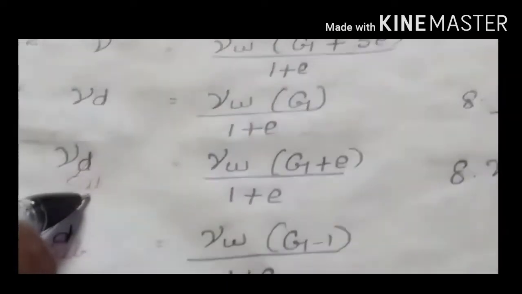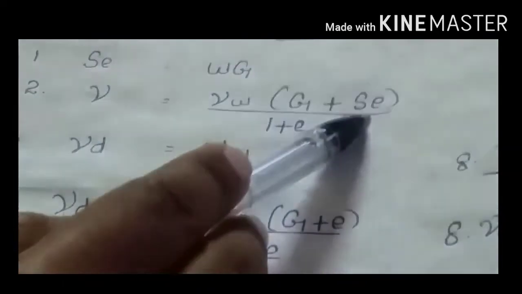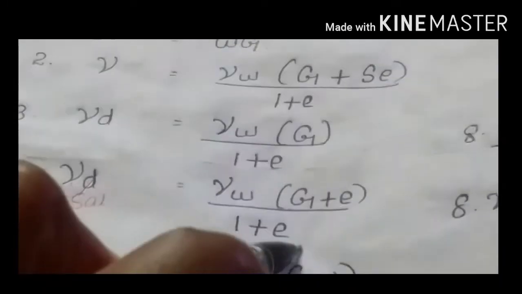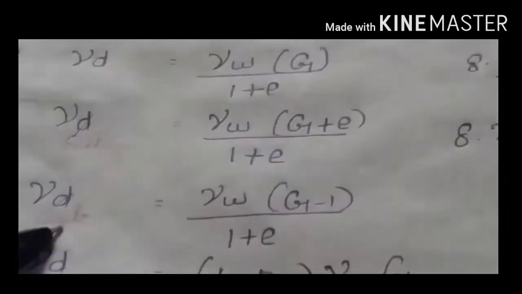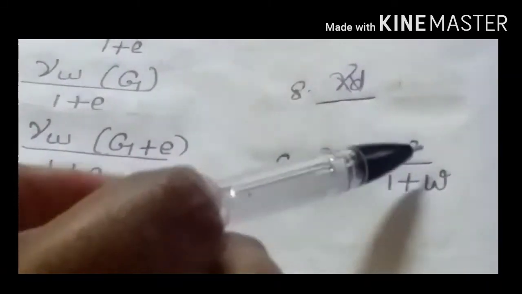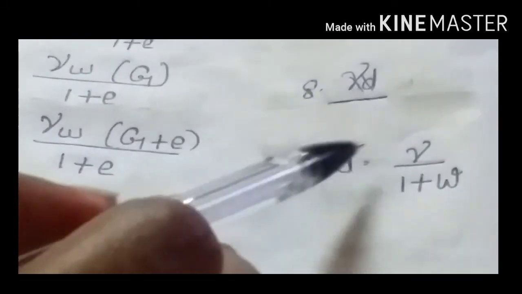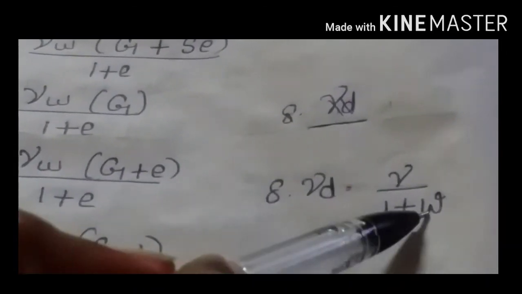For gamma sat, we know saturation will be 1. So this S will become 1 and we will get gamma W into (G plus e) divided by (1 plus e). For gamma submerged, we know it is gamma sat minus gamma W. If we substitute that, we will get gamma W into (G minus 1) divided by (1 plus e). It is an important relationship between the dry unit weight and the bulk unit weight.